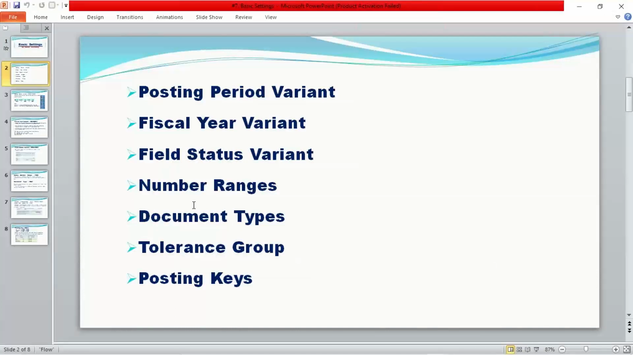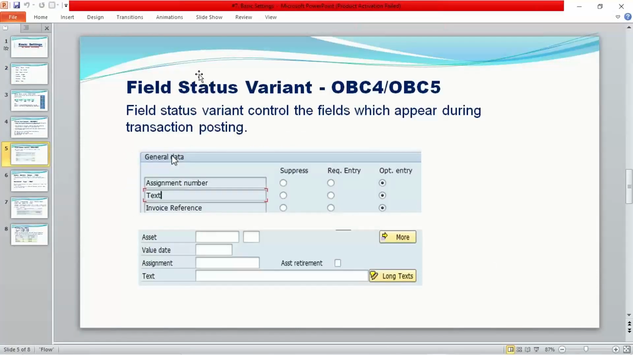That is called field status variant. Look here. Field status variant controls the fields which appear at the time of transaction posting. So what happens, guys, when we post a transaction? Transaction posting means day-to-day activity. Whatever expenses have taken place, we maintain in a diary.